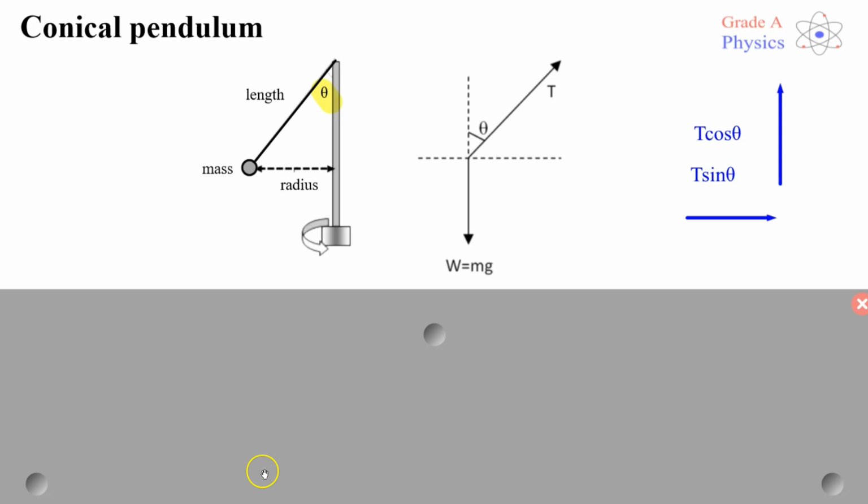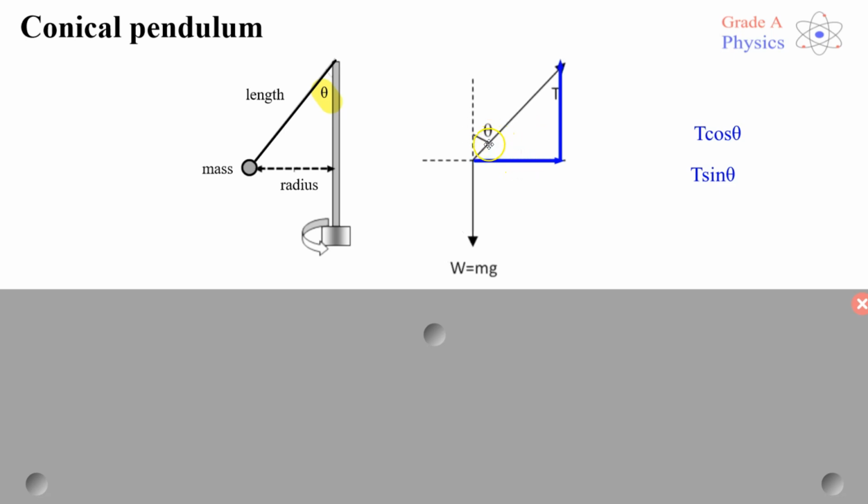So we could analyze this and think, okay, well the tension is doing two things. If I split the tension into two components, its horizontal component and its vertical component, then in terms of theta, theta here or up at the top, T cos theta is going to be this component here, and T sine theta is the horizontal component. So what are these components doing?